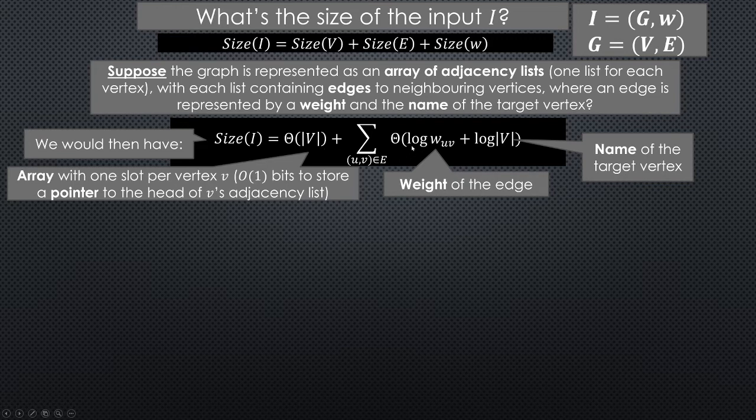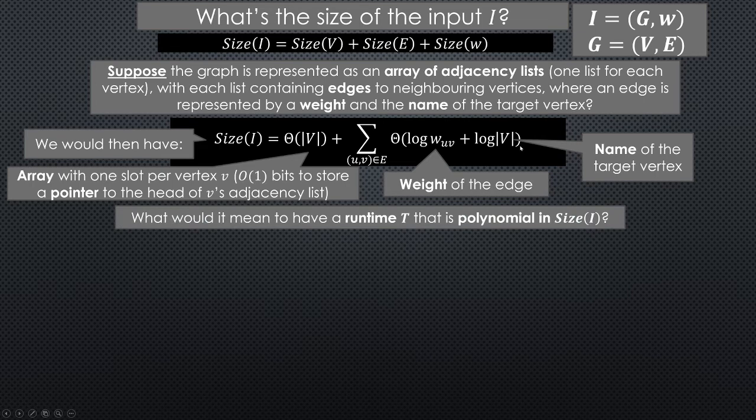Okay, so this is saying, look, here are the pointers to the heads of my adjacency lists, and then here are the nodes of the adjacency lists. For each edge, there's a node in some vertex's adjacency list, and that struct in the adjacency list is a pair containing the weight of the edge and the name of the target vertex. Okay, so this is the size in number of bits.